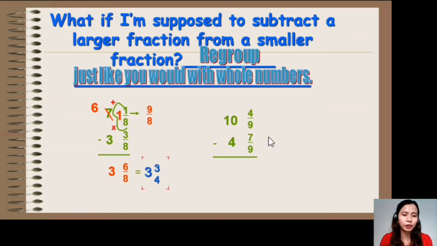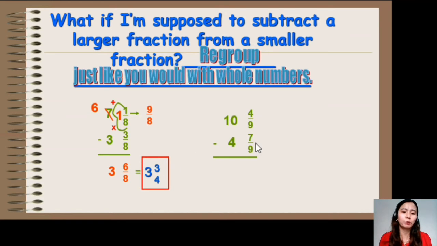Next, this 6 over 8 has a simplest form, and that is 3 over 4. Both are divisible by 2. Next, how about this?